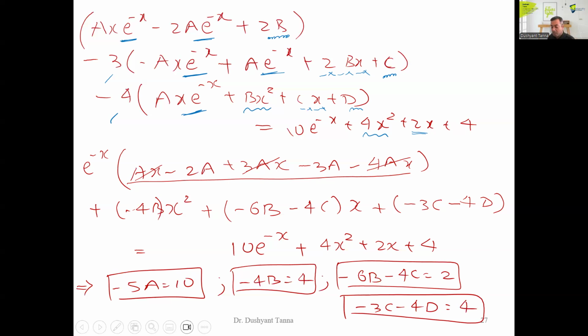A is independent. You'll get B from here. Once you get your B, put it here. You will get your C. Once you get your C, put it here. You'll get your D. Right? Okay. So that will give me, first of all, A is minus 2. That's independent. That doesn't help with anything else. Yeah? A is minus 2. Right. B is minus 1.